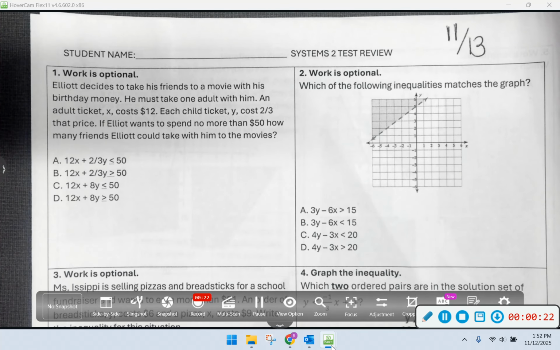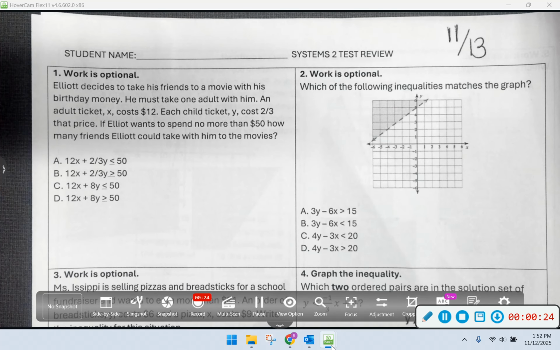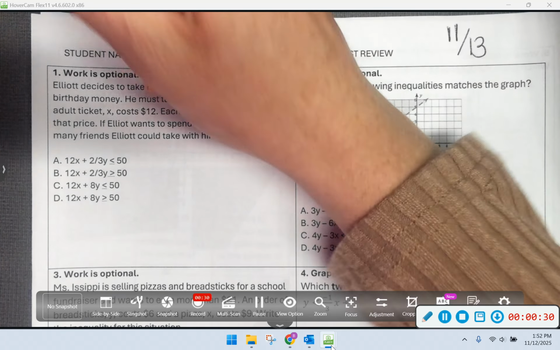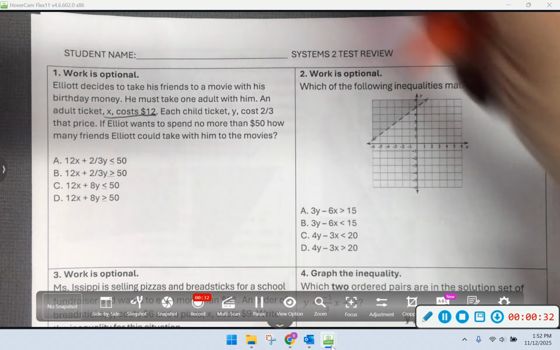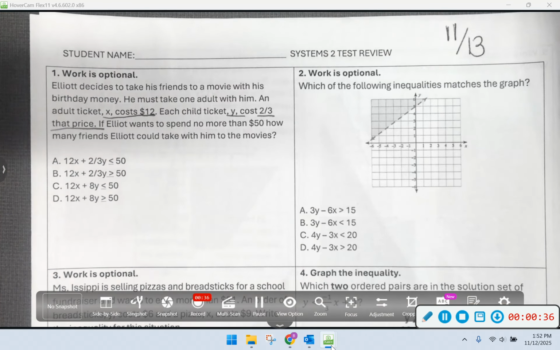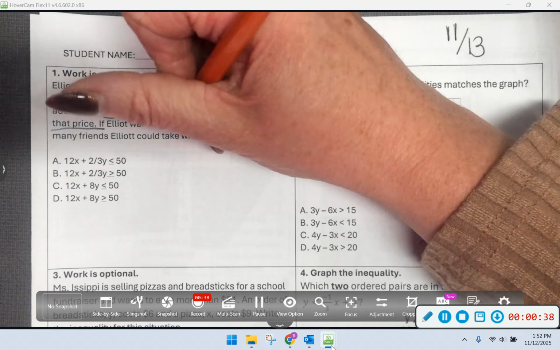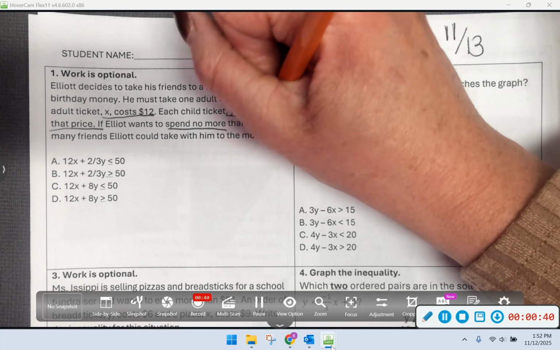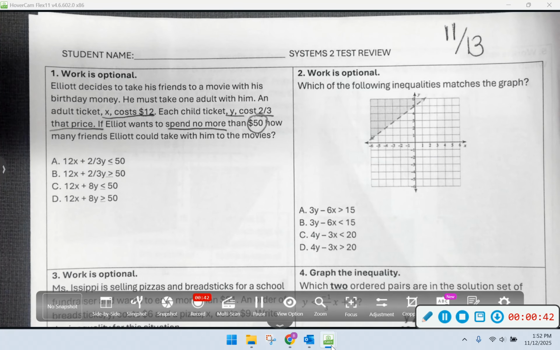Number one says, Elliot decides to take his friends to a movie with his birthday money. He must take one adult with him. An adult ticket, X, costs $12. A child ticket, Y, costs 2/3 of that price. If Elliot wants to spend no more than $50, how many friends could Elliot take with him to the movies? Right now, we're just going to write an inequality that represents that.